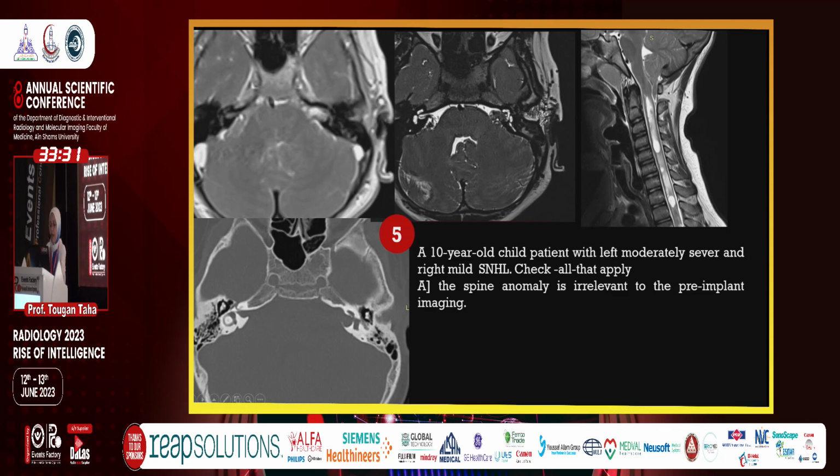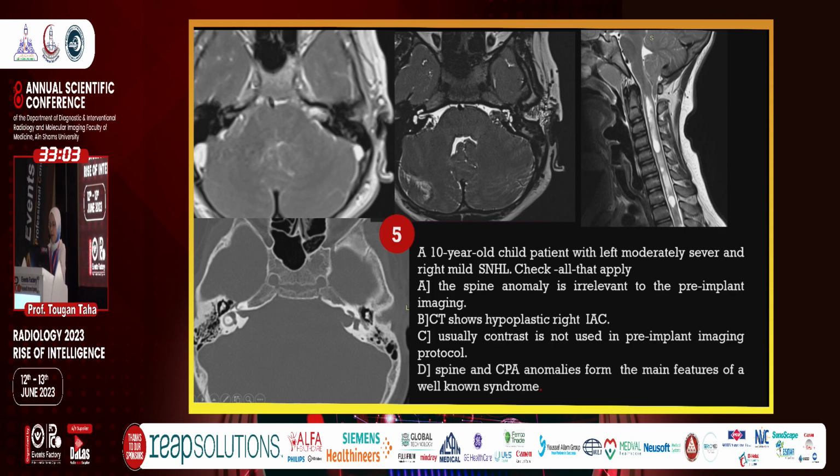My next case, a 10-year-old child patient with left moderately severe and right mild sensory neural hearing loss. Check all that apply. The spine anomaly is irrelevant to the pre-implant imaging. CT shows hypoplastic right internal auditory canal. Usually contrast is not used in the pre-implant imaging protocol. Spine and cerebellopontine angle anomalies form the main features of a well-known syndrome. Please answer.